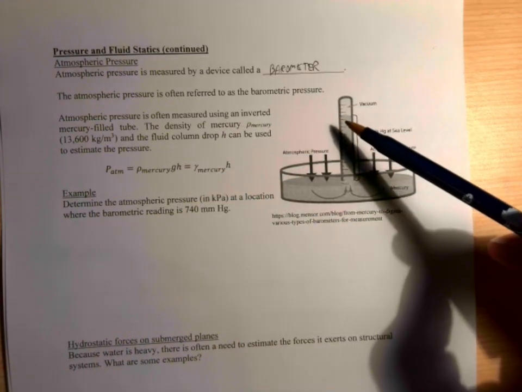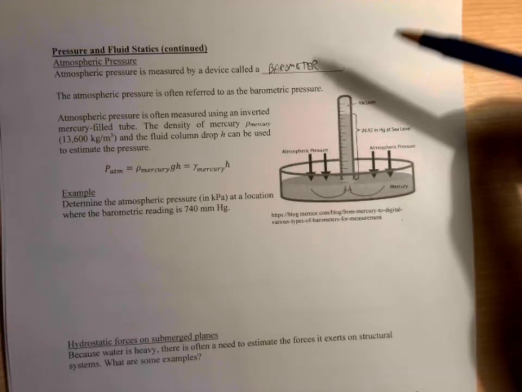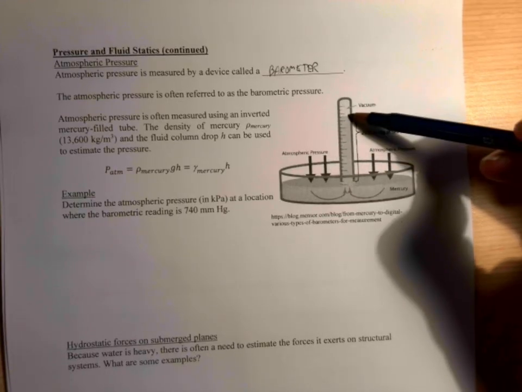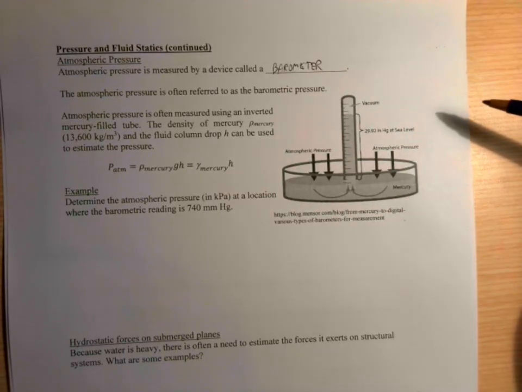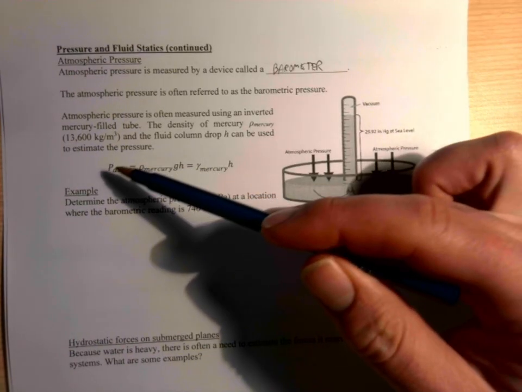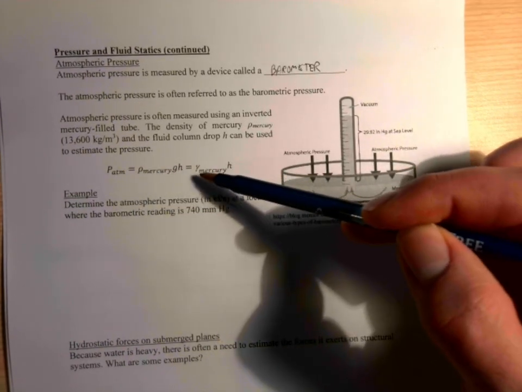So rho g h is going to be the pressure associated with this drop. It is zero at the top, and then we know the pressure at the bottom, and that's got to be equal to the pressure from the surrounding atmosphere. So P atmosphere is equal to rho g h, or gamma h.